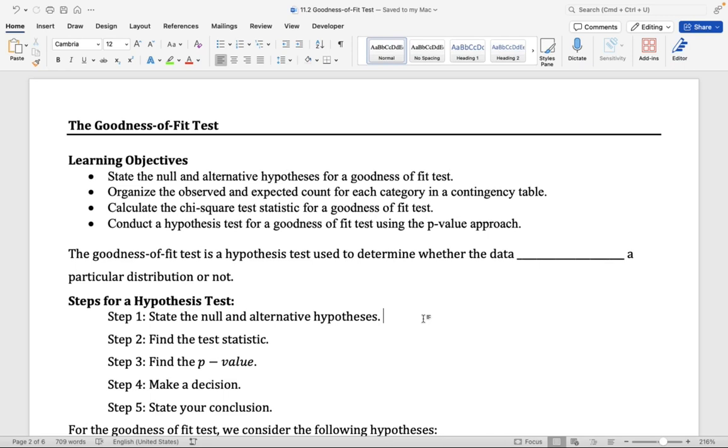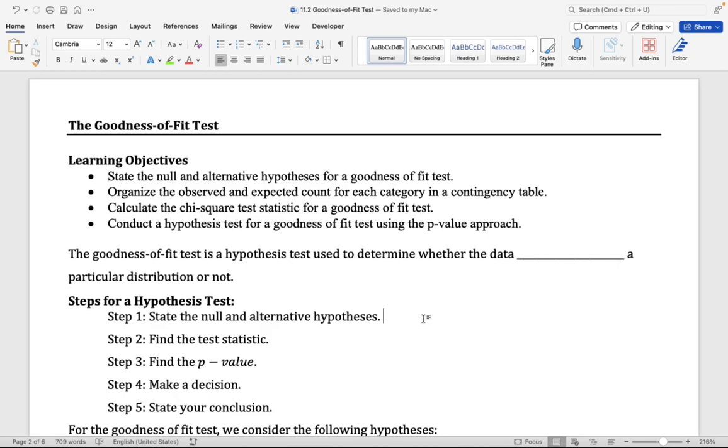In this lesson, we're going to focus on conducting a hypothesis test called the goodness of fit test. This is going to be the first hypothesis test that involves qualitative, also known as categorical variables. Let's start by reading the learning objectives.